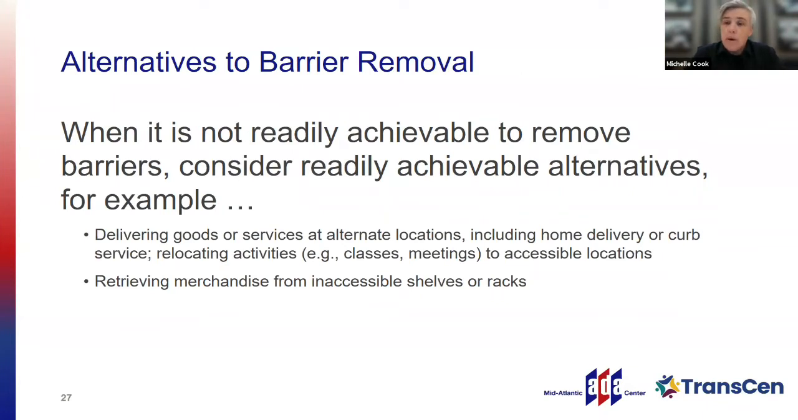There are alternatives to the barrier removal provision. So when it is not readily achievable to remove barriers, something's going to take a lot more time and a lot more planning to implement than you might have available funds or staff or the ability to take on right now, consider alternatives. Some examples listed here are delivering those goods and services at alternative locations, including something like home delivery or curbside service, which has become a very popular service in pandemic times, that should be carried forward for the benefit of everyone going forward, whether or not it's something that's regularly provided or provided on request, that your business is prepared to provide that service.